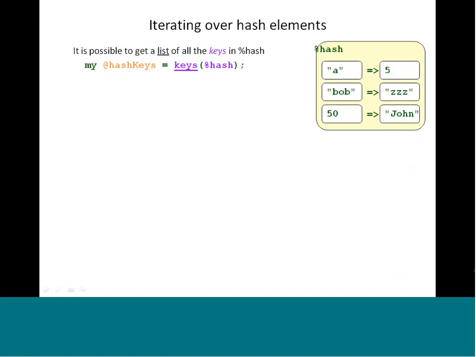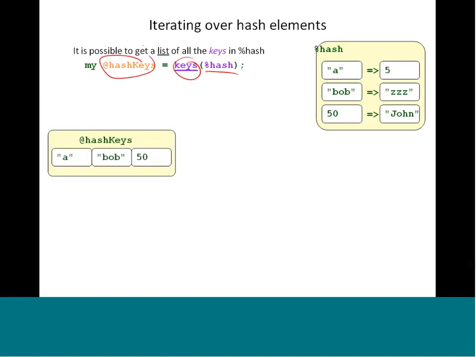In order to get the list of all the keys in the hash, we can simply put keys %hash, and this returns all the keys and we store it into an array. So the array hash keys is A, Bob, 50. This is hash keys 0, this is 1, this is 2. You can in fact print out these values and they will be the same. So this is to get the keys.